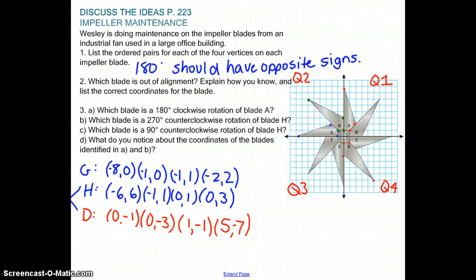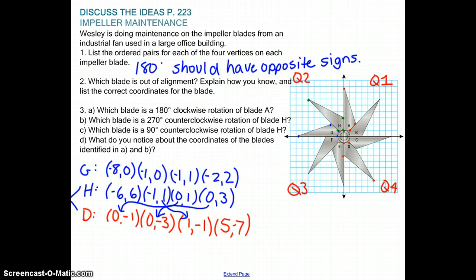So here we have H and we have D. H and D would be rotated 180 degrees from each other. Do their vertices match up? So here we have these two do, so that's good. These two do, again, they're just opposite signs. These two do, and this last one does not.